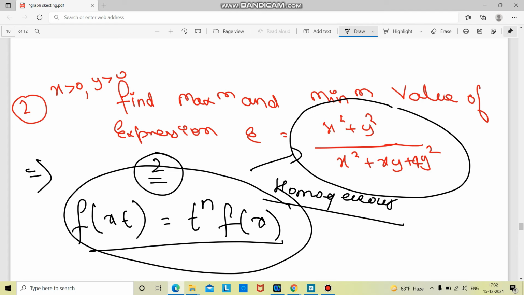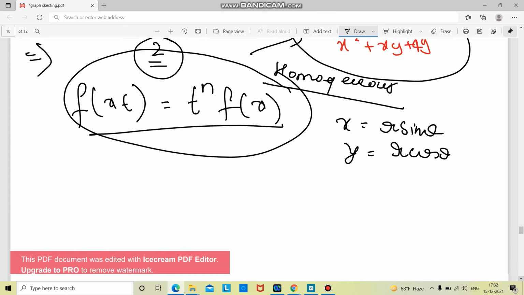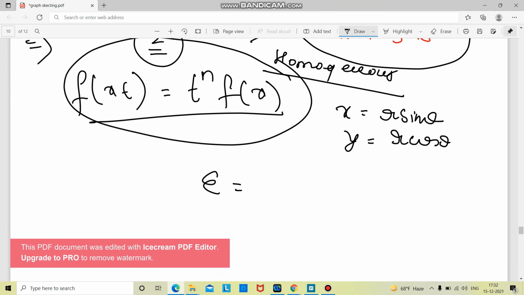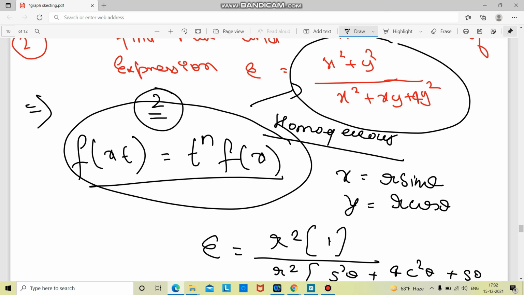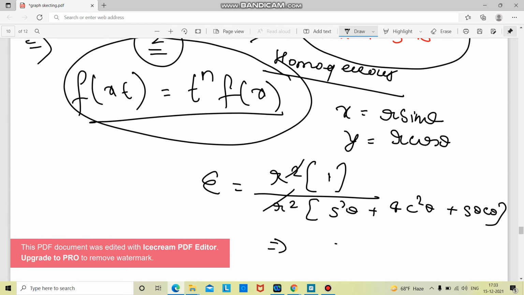Whenever there are homogeneous equation type questions, we can always use x equal to r sin theta, y equal to r cos theta. We can use these parameters to evaluate such questions. Then our expression becomes r square into (sin square theta plus cos square theta), which is 1, divided by r square common, (sin square theta plus 4 cos square theta plus sin theta into cos theta), and the r square will get cancelled. Now this question becomes the same as the previous one.